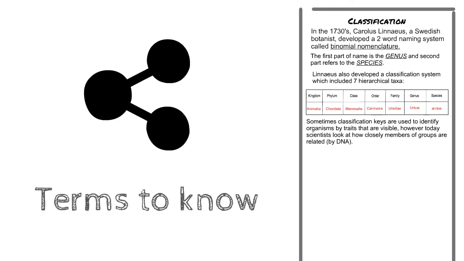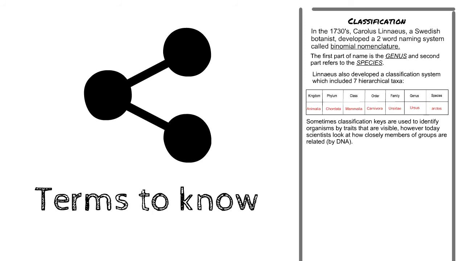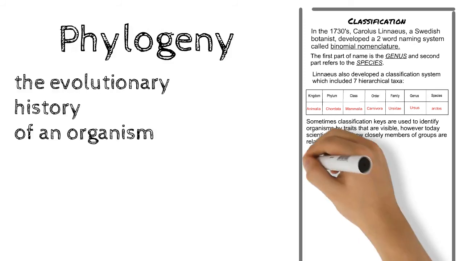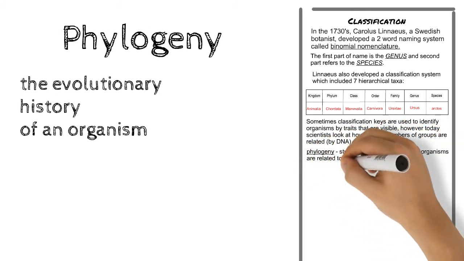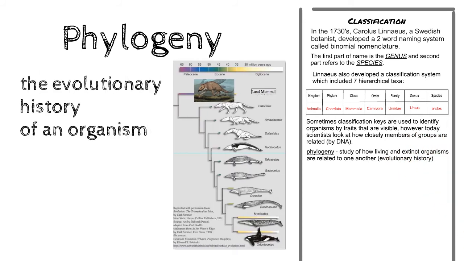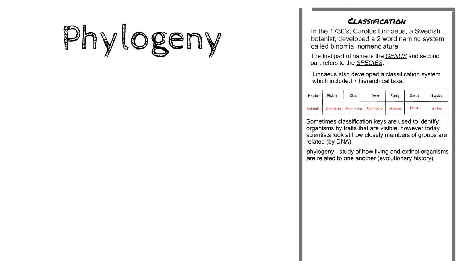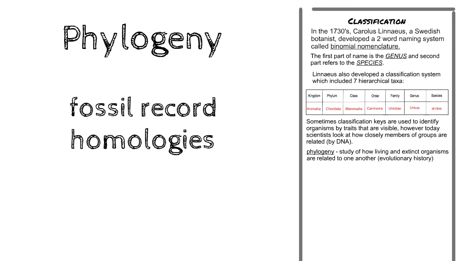Here are a few more terms that you're going to need to know. Phylogeny is the study of how living and extinct organisms are related to each other, or the evolutionary history of an organism. Remember, we can do that through things like the fossil record and the homologies, like anatomical, developmental, and molecular.